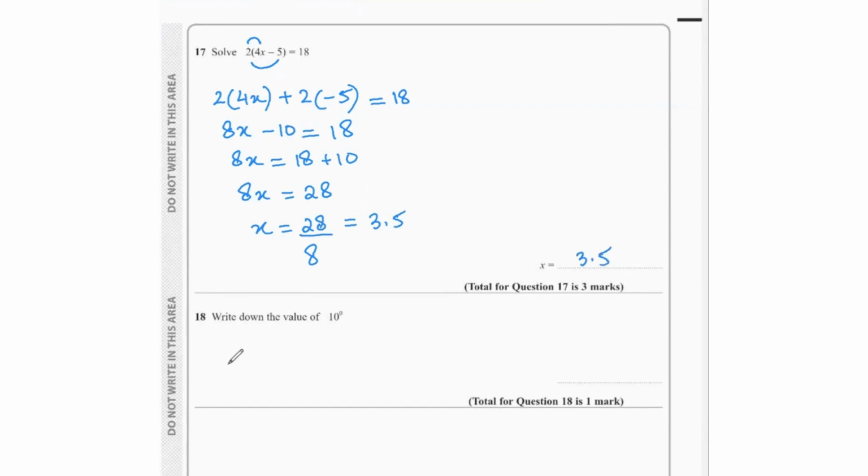Then it says write down the value of 10 to the power of 0. Always remember, whether it's a variable or a number, if it's raised to the power of 0, the answer will always equal 1.